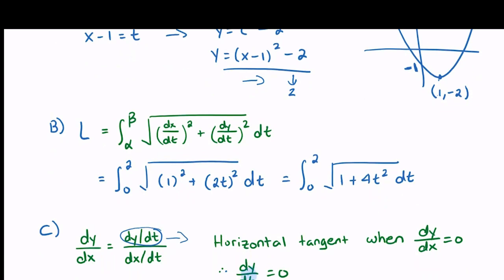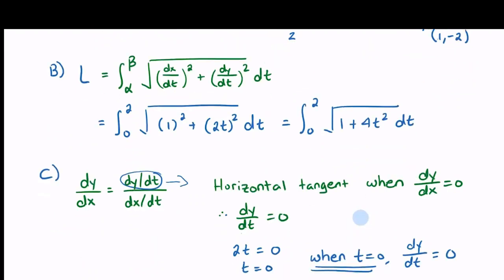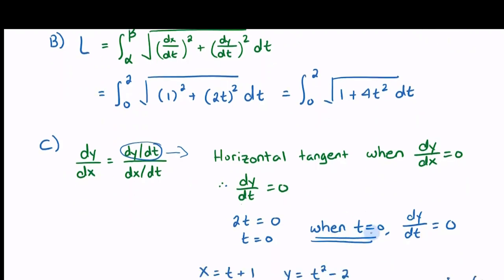We know from earlier the derivative with respect to t was 2t. If we set it equal to 0 and solve, we get t equals 0. So therefore, as long as the parameter is equal to 0, we know dy dt is equal to 0, which means 0 divided by anything is equal to 0, so dy dx is also equal to 0. All we have to do now, since we know t is equal to 0, is plug t equals 0 in to find the x value and the y value.